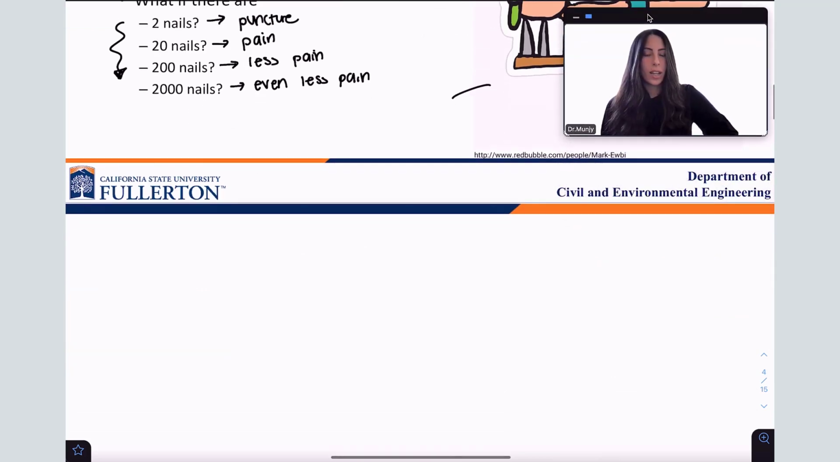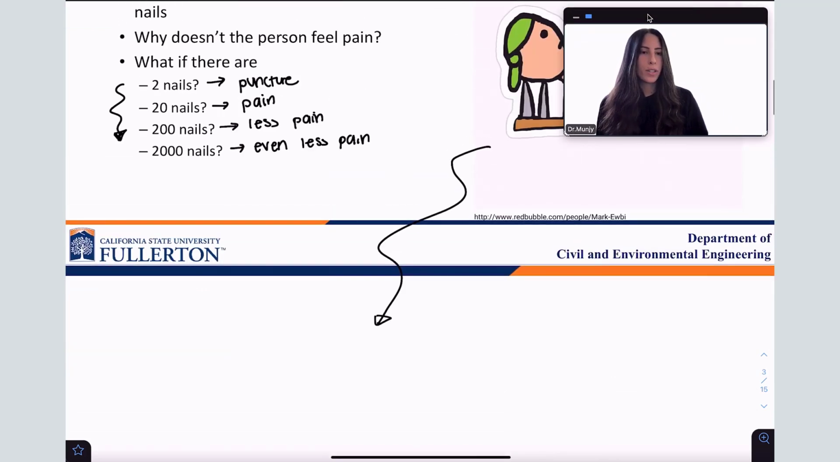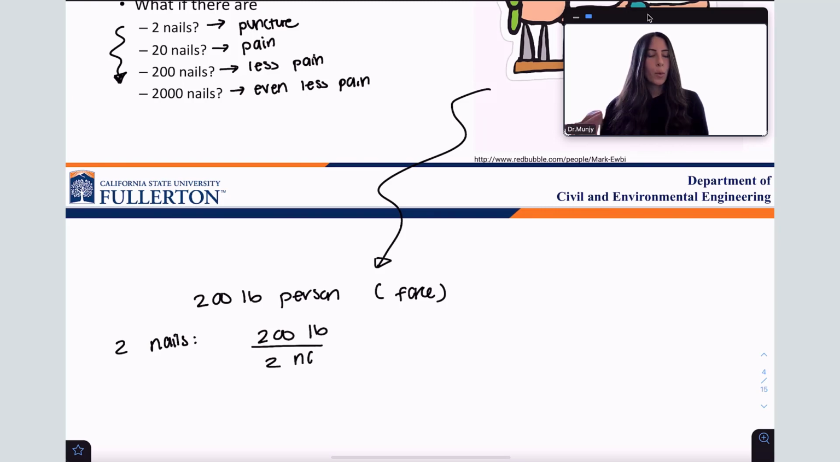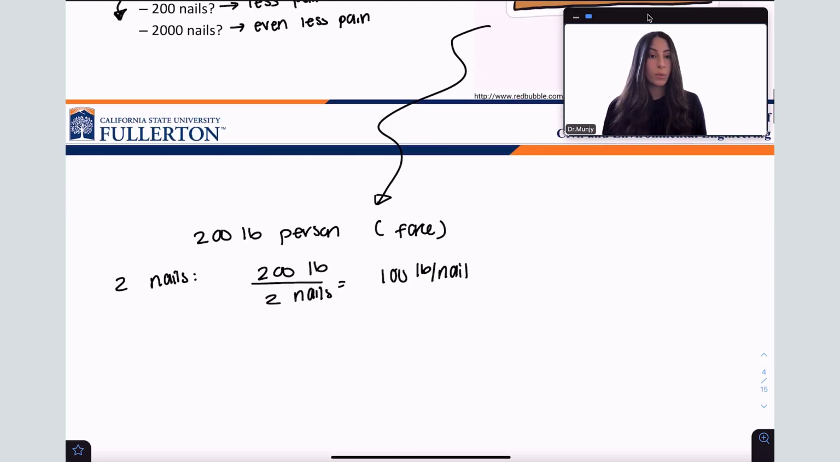And let's think about this in terms of this person lying on the bed of nails again. So let's just say this person weighs 200 pounds, right? Pounds are a force, so the force would be 200 pounds here. And let's consider those 2 nails again, which we had said earlier would puncture the person. Why would they puncture the person? So we're going to take the 200-pound weight, which is a force, and divide it by the 2 nails, and that means we get 100 pounds per nail, which is really high. That means we have 100 pounds of force per each nail that person is sitting on.